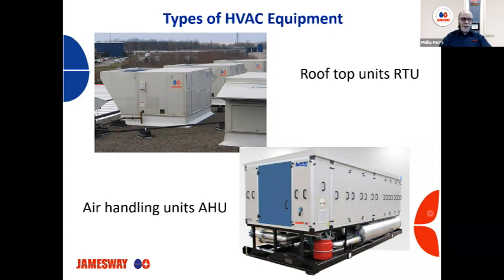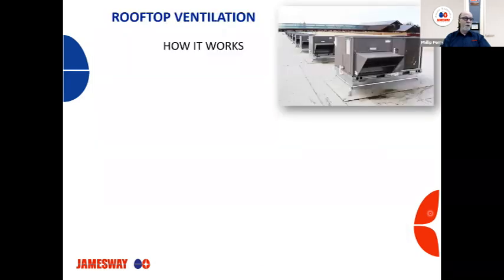But these are mostly what we would call just on and off type units. They have 1 to 2 stages of cooling or heating, just cycling on and off. And the air handling units have a modulating fan, and we'll discuss that a little bit more as we look through the presentation. So taking a look at, first thing we'll look at is rooftop ventilation.